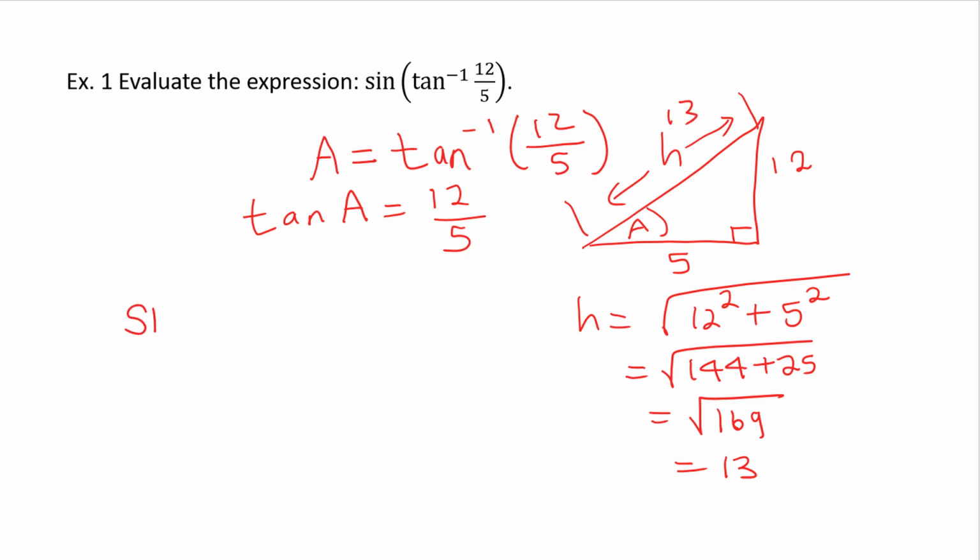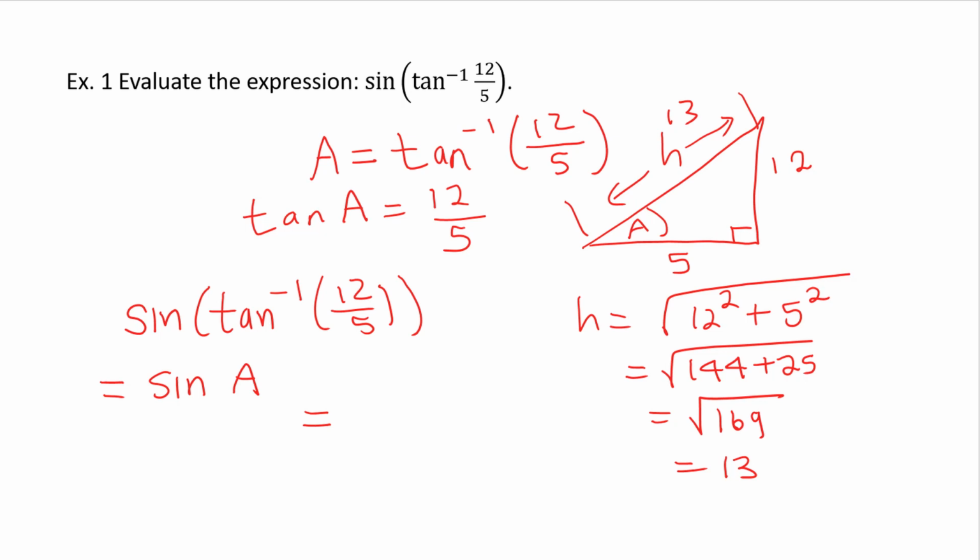So now we have that measurement in case we need it. So let's see what happens. We have the sine of tan inverse of 12/5 is actually sine of A, because we renamed tan inverse as A. So now let's look at the triangle and find the sine, which is opposite over hypotenuse. The opposite of A is 12, and the hypotenuse is the length we just solved, which is 13. Now we have an exact value for this expression.